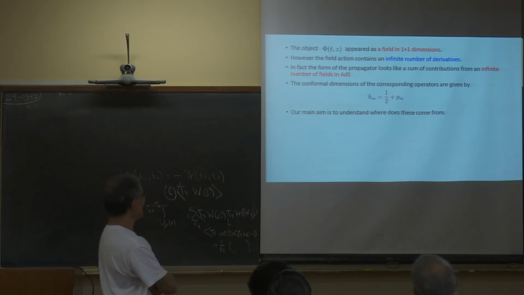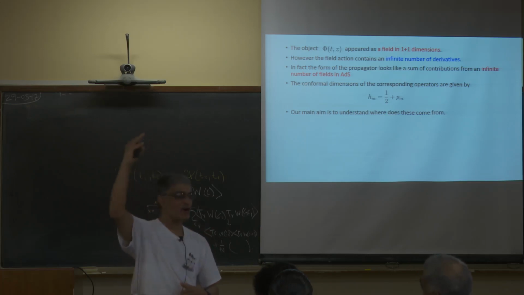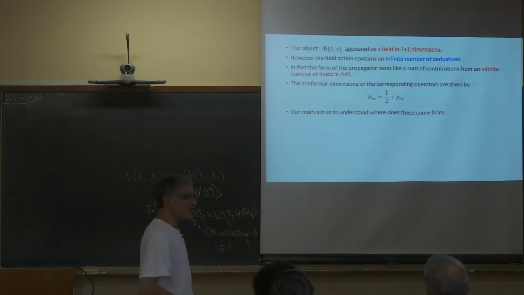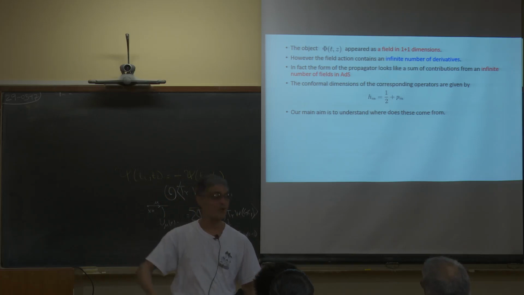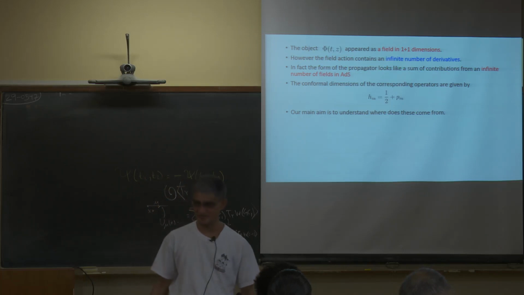Okay. I would like to make a comment here that this object phi of t, z, which was this object, looks like a single field in 1 plus 1 dimensions, because after all in my general discussion I said that if I had d dimensions, you have a whole tower of higher spin fields. There is no spin in 1 dimension, so just one field. So, how come you get an infinite number of poles of the propagator? Of course, what is happening here is that even though it is a single field, the field action contains an infinite number of derivatives.